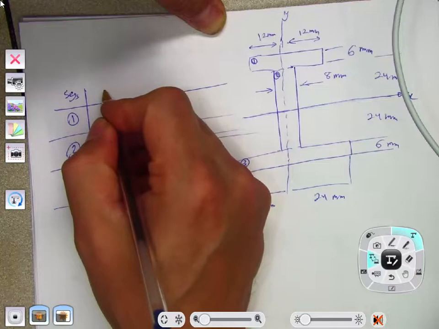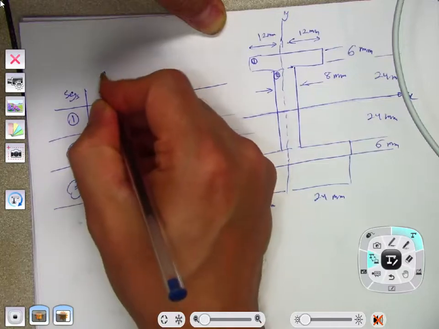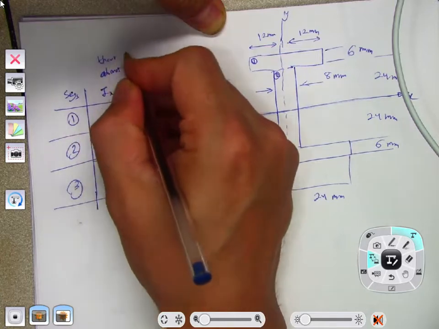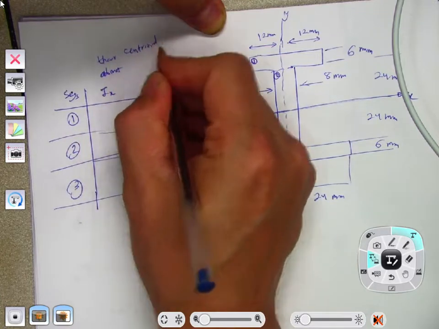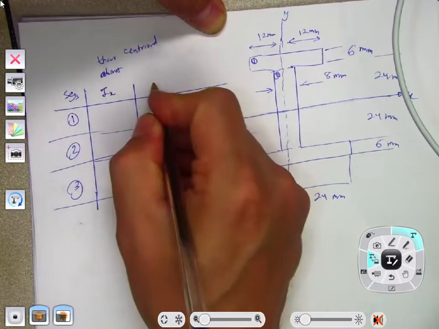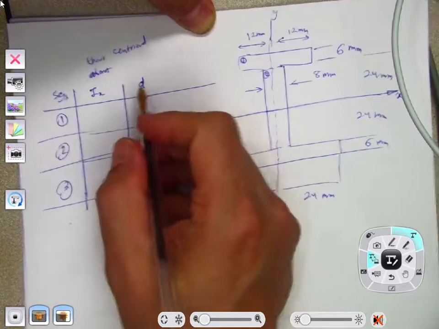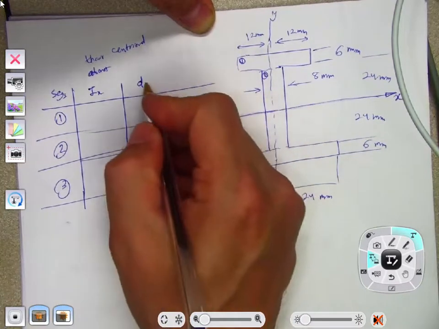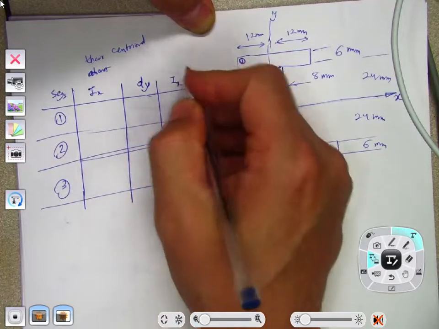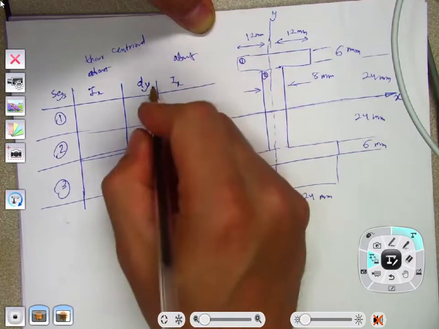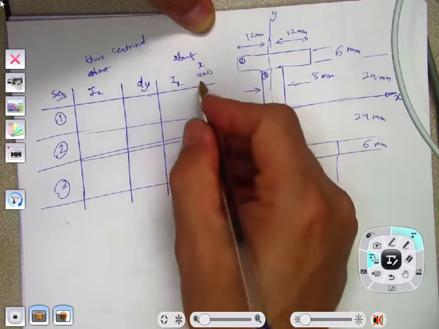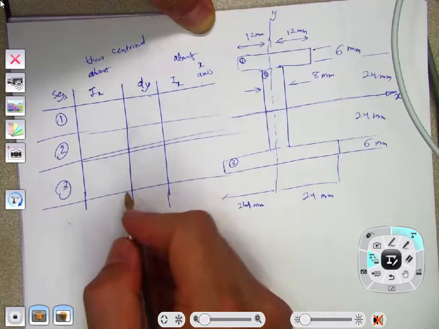Here I'm going to write Ix about their centroid. Each section is going to have a moment of inertia about its centroid, and then I'm going to write here the distance between their centroid and this x-axis. If I call it dy, then I'm going to find Ix about the x-axis using the parallel axis theorem, and then at the end I'm going to add them up, right?